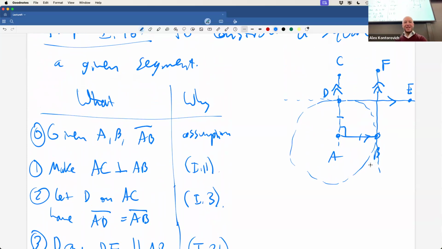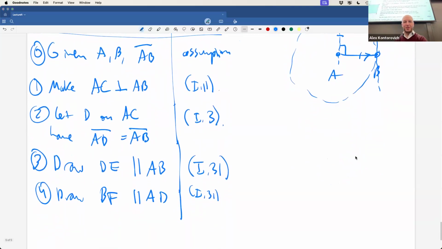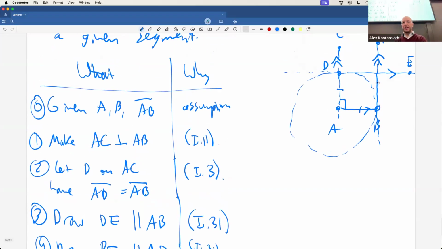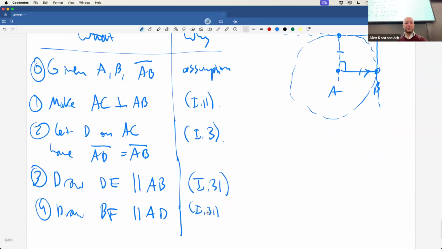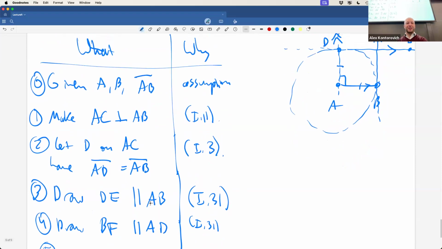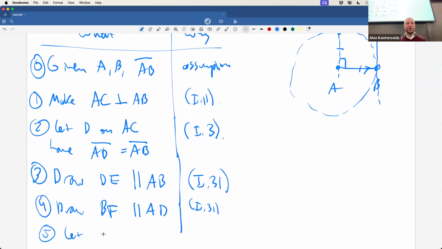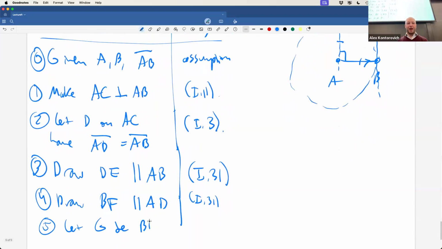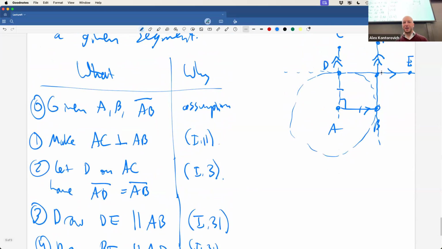Okay. Then there's a theorem. So we've done the construction. Let's give their intersection a name. Step 5. Again, we have to argue why this intersection exists. Let G be the intersection of BF and DE. BF intersecting DE needs explanation of why this intersection exists.